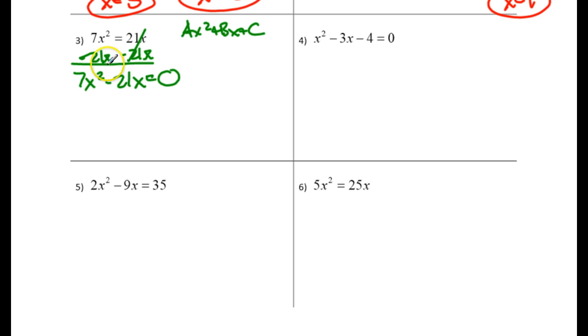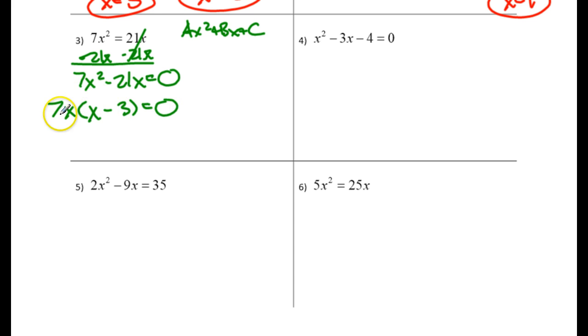So remember, always look at what you can do. I can't factor it into a binomial, but I can pull out my greatest common factor. I can pull the largest thing out by dividing it. I can divide 7 and 21 by 7, so I'm going to pull out a 7, and they both have 1x I can pull out. So 7x squared divided by 7x is just x. Negative 21x divided by 7x is negative 3, and that equals 0.